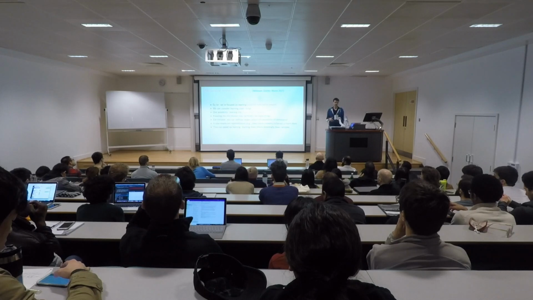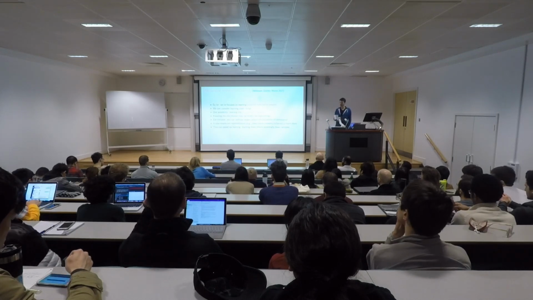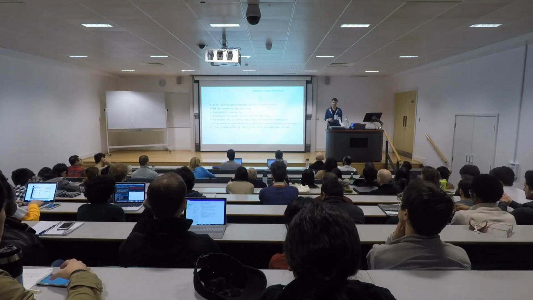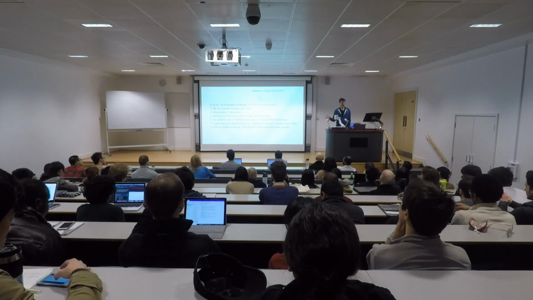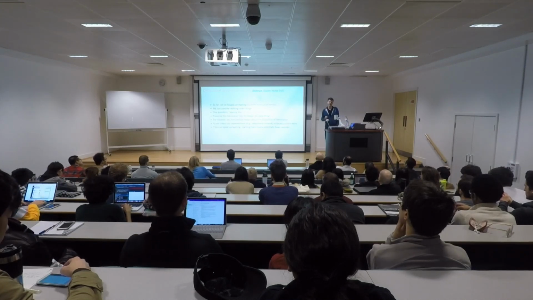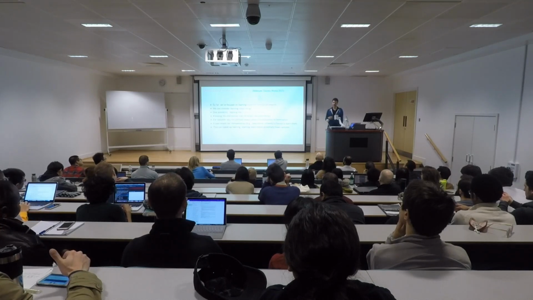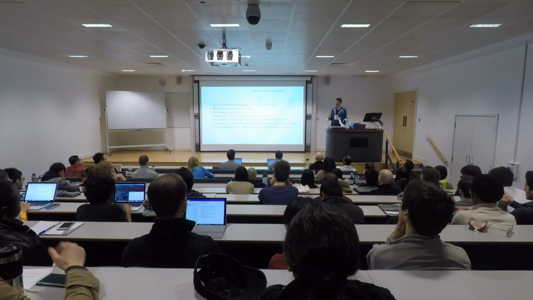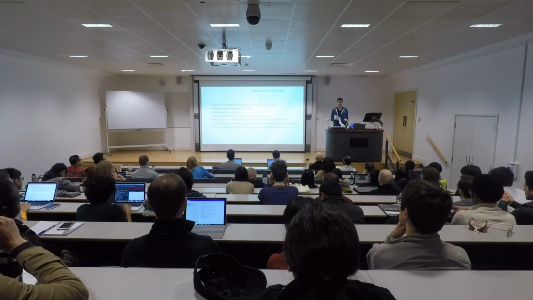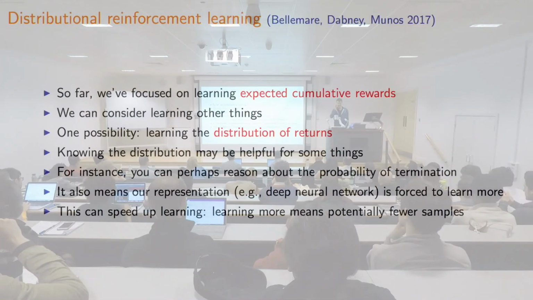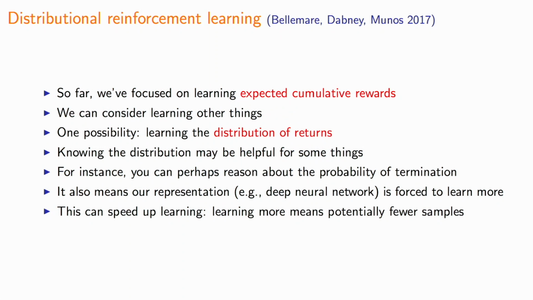And the idea is to basically go beyond expected cumulative rewards, which is the thing that we've been learning so far. The expected cumulative reward could be on or off policy, but it was still this one thing that we were trying to predict. And the realization is we could also try to predict other things. For instance, we could try to predict the distribution of the returns. Instead of just this one mean of it, we could try to somehow capture more of the structure of this return. Knowing this might be helpful for some things, and I deliberately kept that a little bit vague.